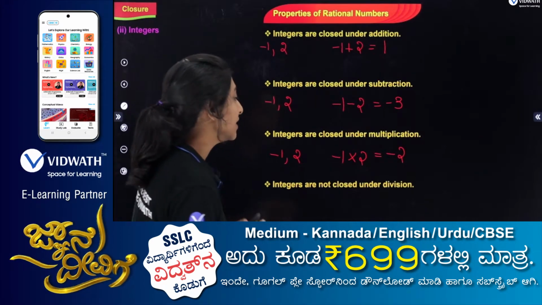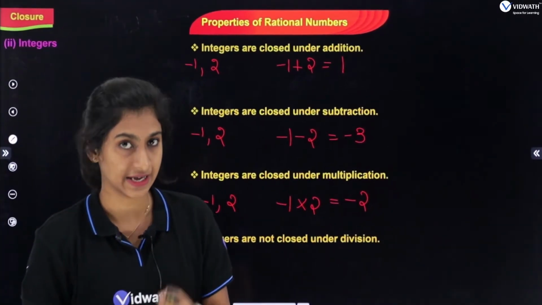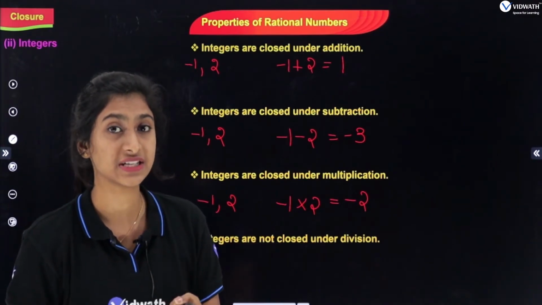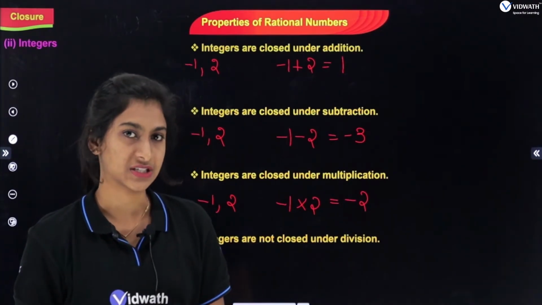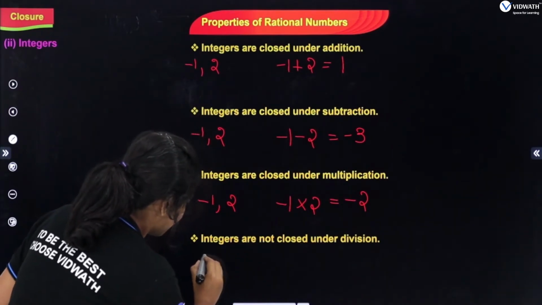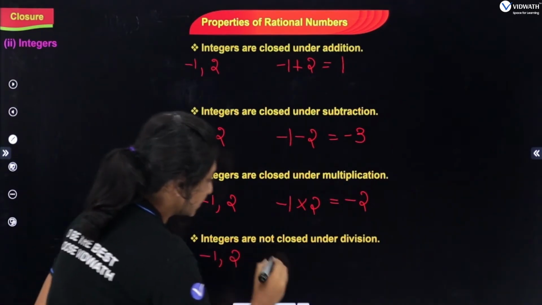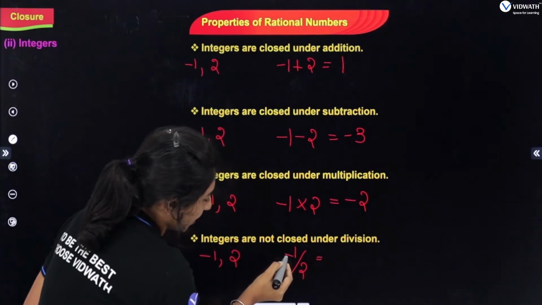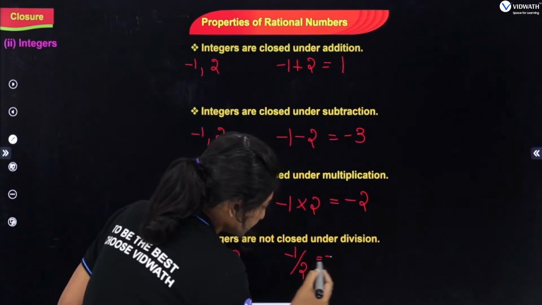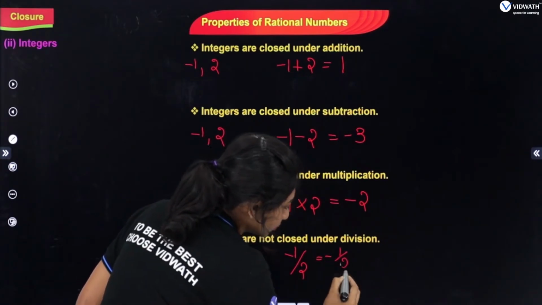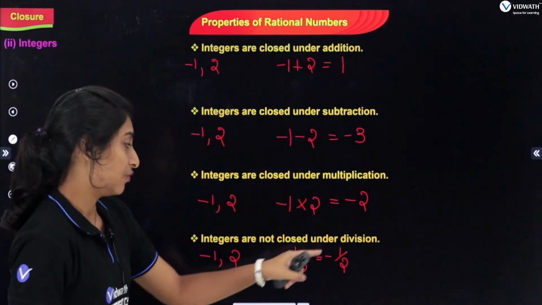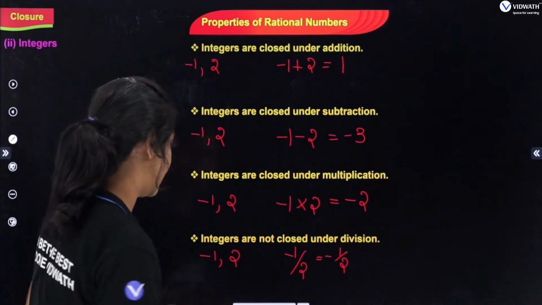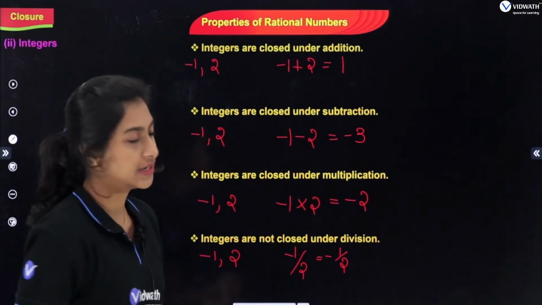Integers are not closed under division. If a and b are integers, then a divided by b is equal to c is not necessarily an integer. We'll see that if -1 and 2 are integers, then -1 divided by 2 is minus divided by plus, which gives minus, and 1 by 2. So the answer is -1 by 2, where 1 by 2 is a fraction. So we can say that integers are not closed under division.